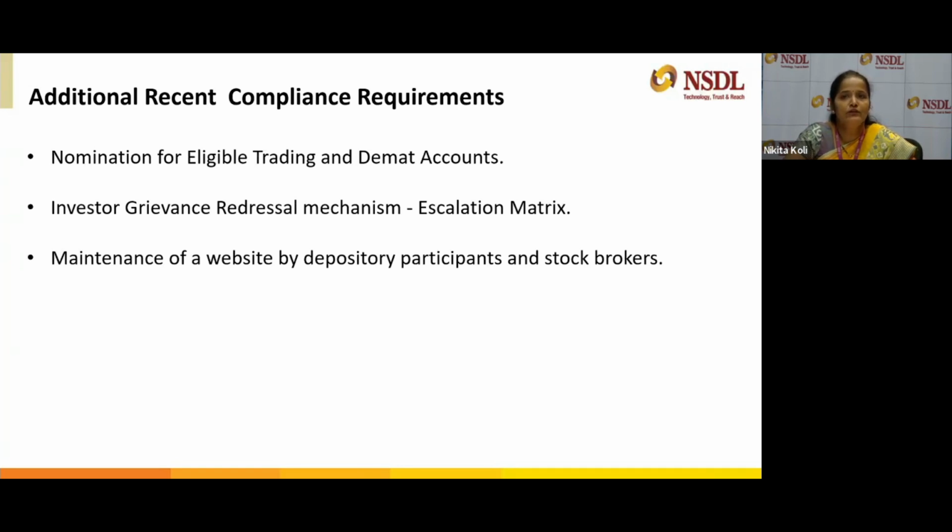Any modification in the URL shall also be reported to NSDL within 3 days of such changes. The website shall mandatorily display the following: basic details of the depository participant, such as registration number, registered address of head office and branches, if any. Second, names and contact details such as email IDs, etc. of all key managerial personnel, including the compliance officer. Third, the step-by-step procedure for opening an account, filing a complaint on a designated email ID, and finding out the status of the complaint, etc.